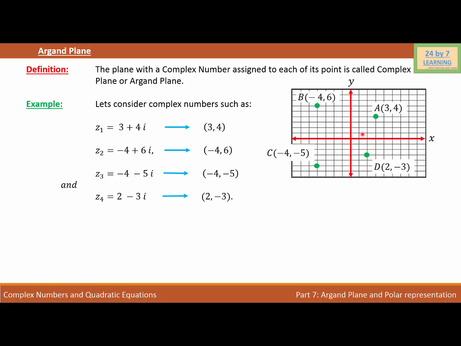So as you can see, all 4 quadrants can have complex numbers which will be in this form, and their ordered pairs will look like this. So basically, this plane is known as the Argand plane or the complex plane, and each point on the complex plane or the Argand plane represents a complex number.